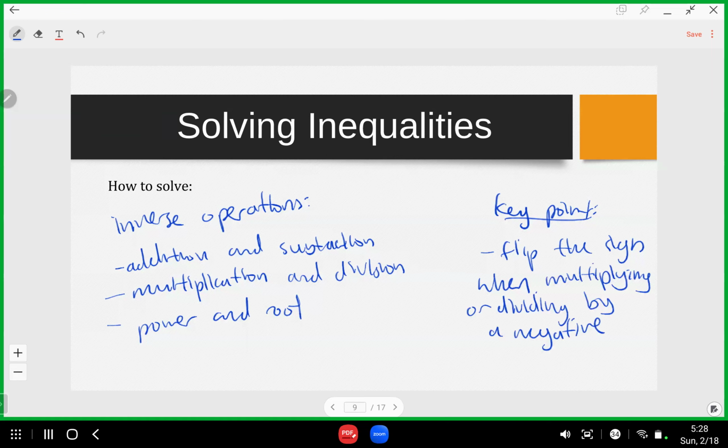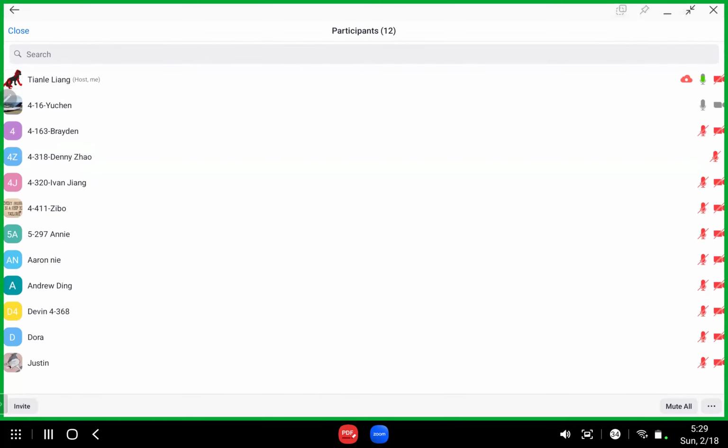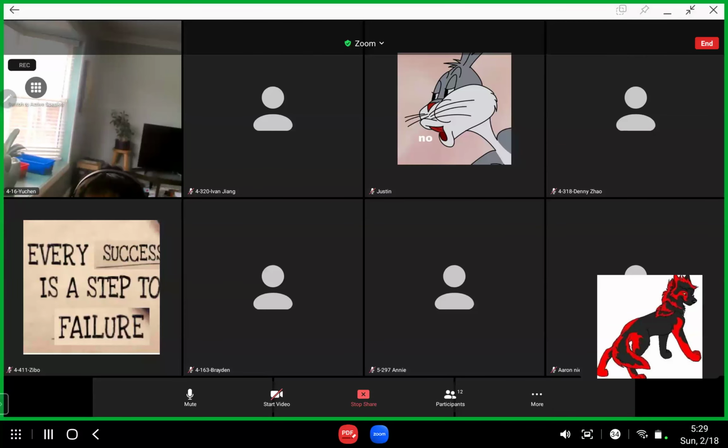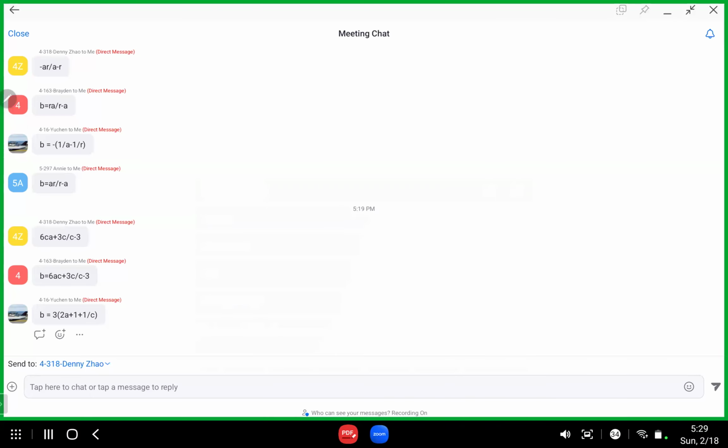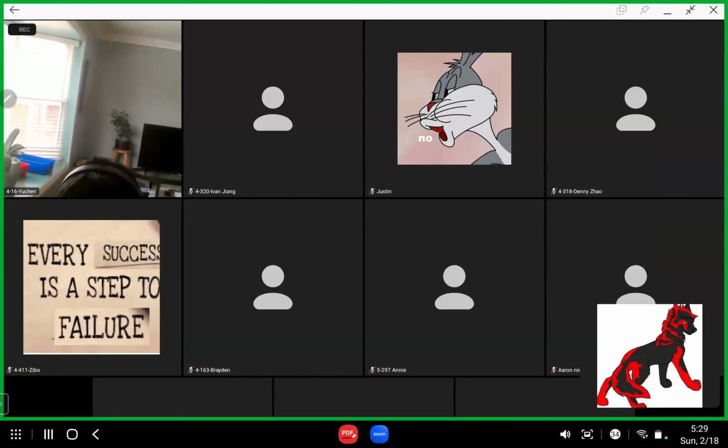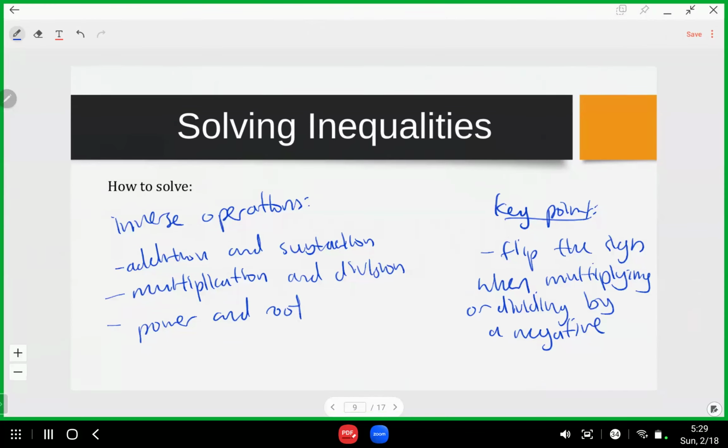It makes sense, right? Like 3, of course, is greater than 2. But when you add a negative on there, -3 is actually less than -2. So it's pretty straightforward there. The key point here is you have to flip the sign when multiplying or dividing by a negative. Are there any questions? If there are no questions, then I will continue with some examples.